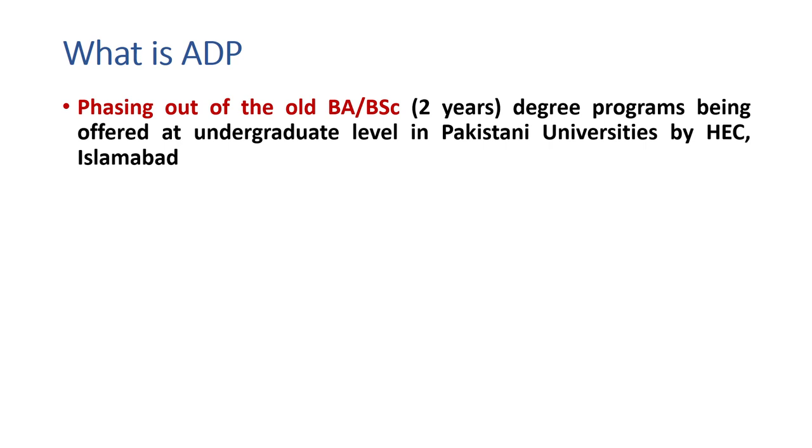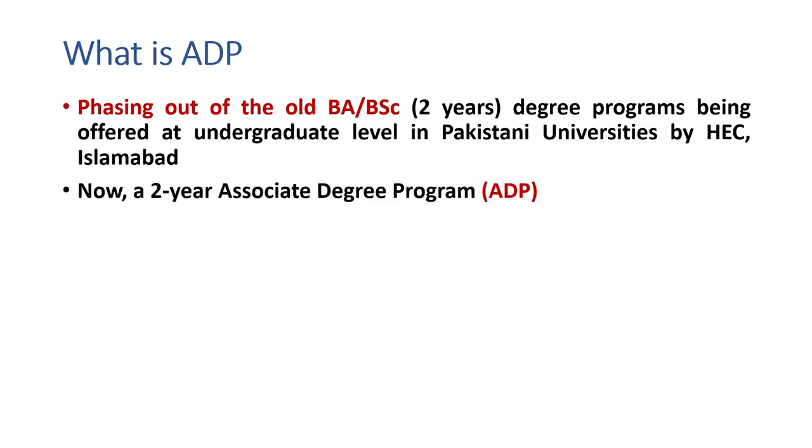But now this term has been abolished. This is no longer there. Phasing out means being removed by Higher Education Commission, Islamabad, and all the universities are now following another system, and that is going to be Associate Degree Program, ADP. Now, what is Associate Degree Program? In terms of its period, it is the same as BA BSc. It is also of 2 years.